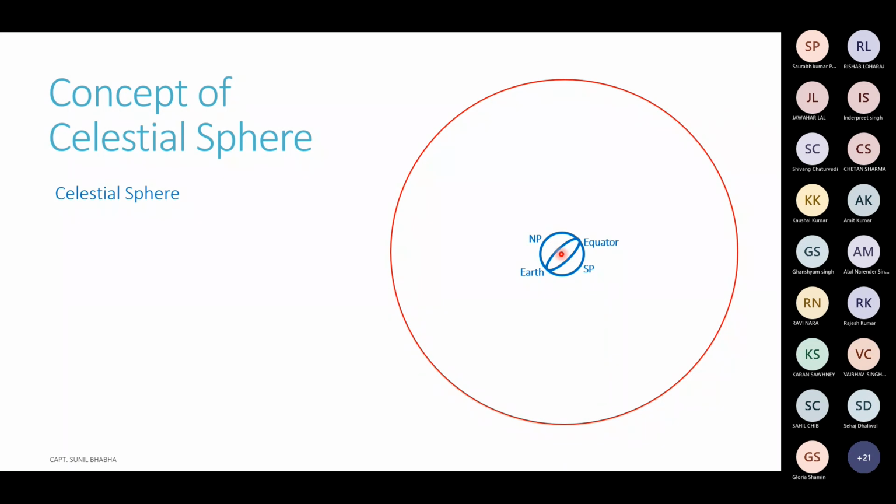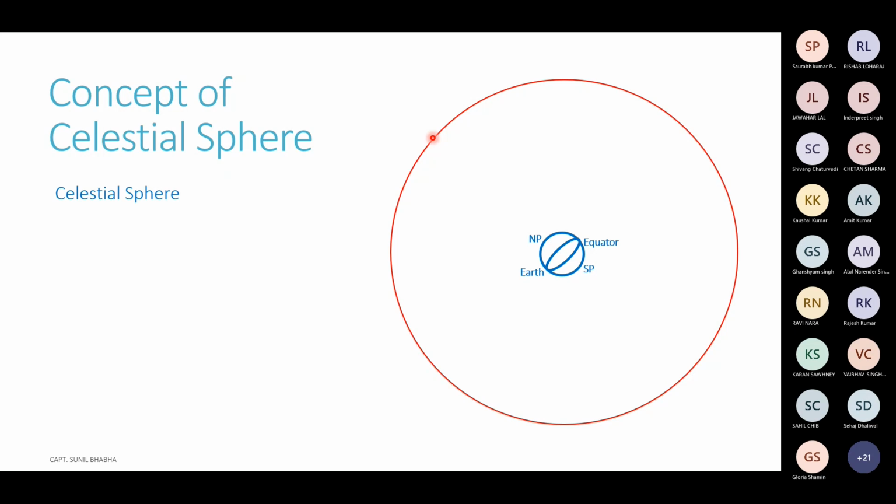Now coming to the radius, the radius of the celestial sphere is assumed to be infinite. So the celestial sphere is a sphere whose center is the same as the center of the Earth, and it has infinite radius. Now, what is the purpose or use of this celestial sphere? This celestial sphere is very, very helpful in solving celestial navigation problems.